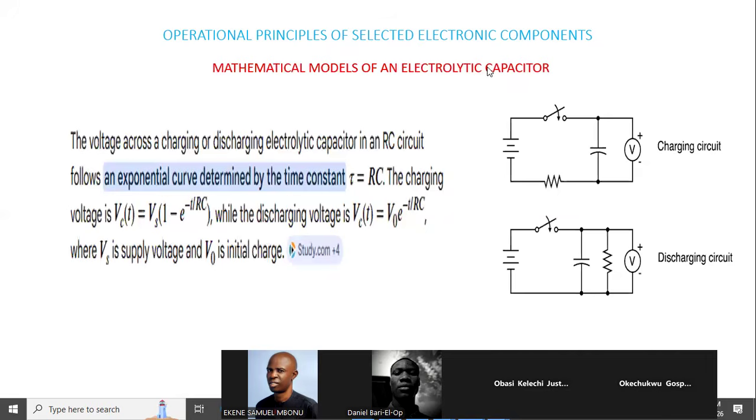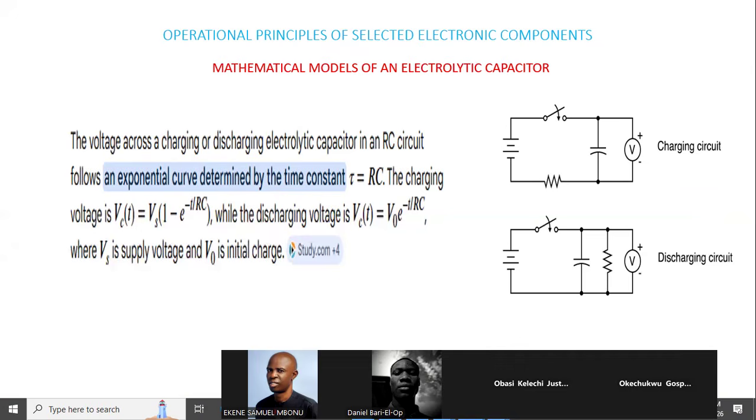Mathematical model of an electrolytic capacitor. If you are going to charge a capacitor, when you close this circuit, the capacitor will charge through the resistor. If you want to discharge the capacitor, once you remove your power, the capacitor will discharge through the resistor. At least we were able to see in the lab that when we remove power from our power supply, it takes time for the LED to go off. It takes a little time. Is that correct? Yes, sir.